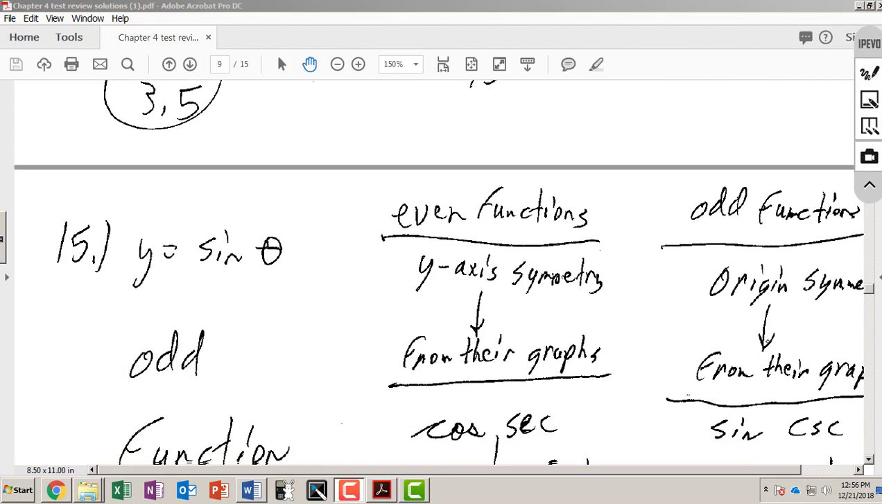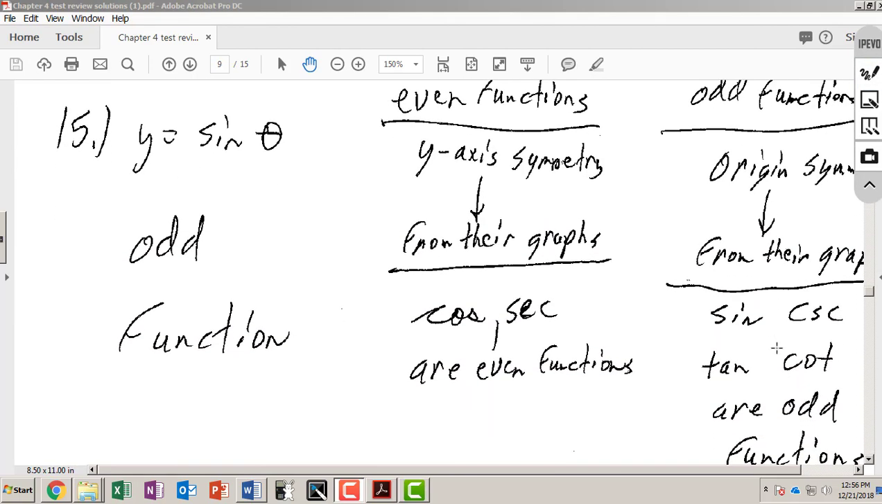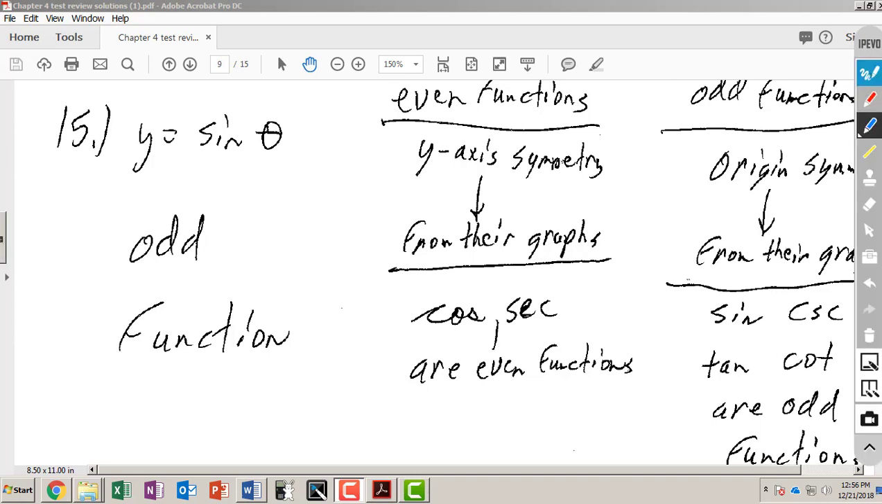Okay, on this next problem, number 15, it says we have y equals the sine of theta, and it wants us to identify the trigonometric function as an even function or an odd function. The way I remember this is, I just remember the graphs of even and odd functions.